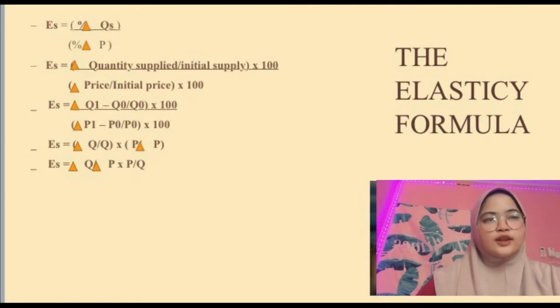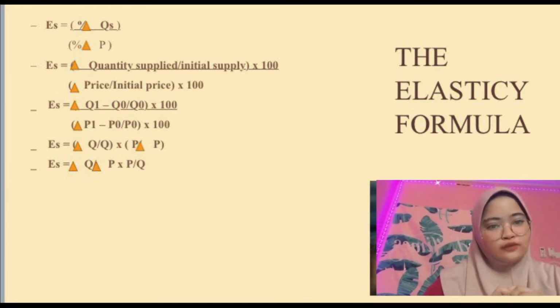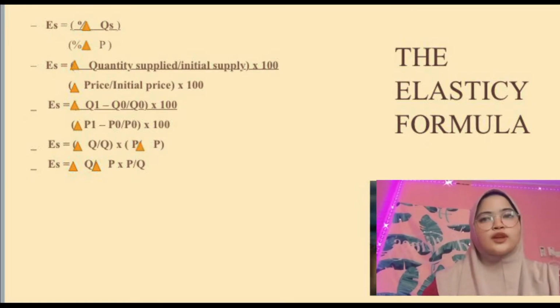Next, in the elasticity of supply, there is a formula that we use to calculate the elasticity of supply. So let's take a look at the formula. The first formula is ES equals percent change in quantity supplied divided by the percent change in price. Next, ES equals change in quantity supplied divided by initial supply multiplied by 100, divided by change in price divided by initial price multiplied by 100.